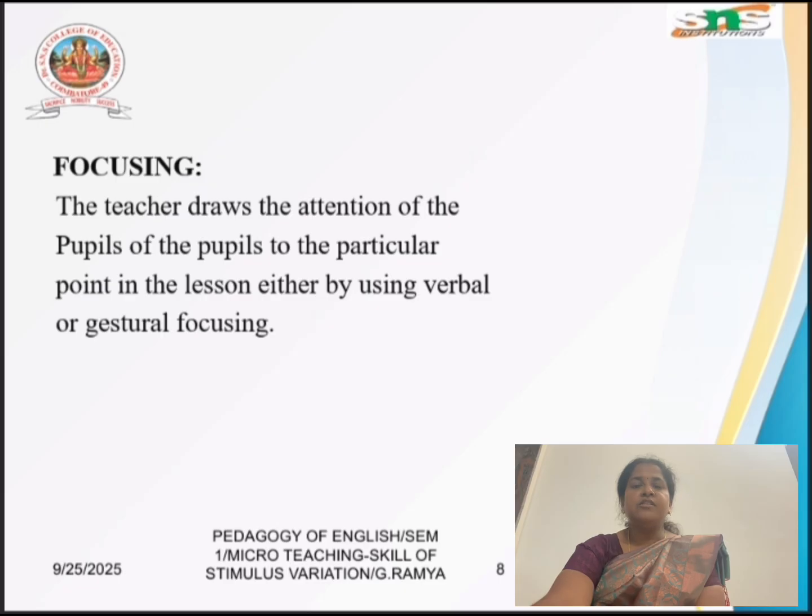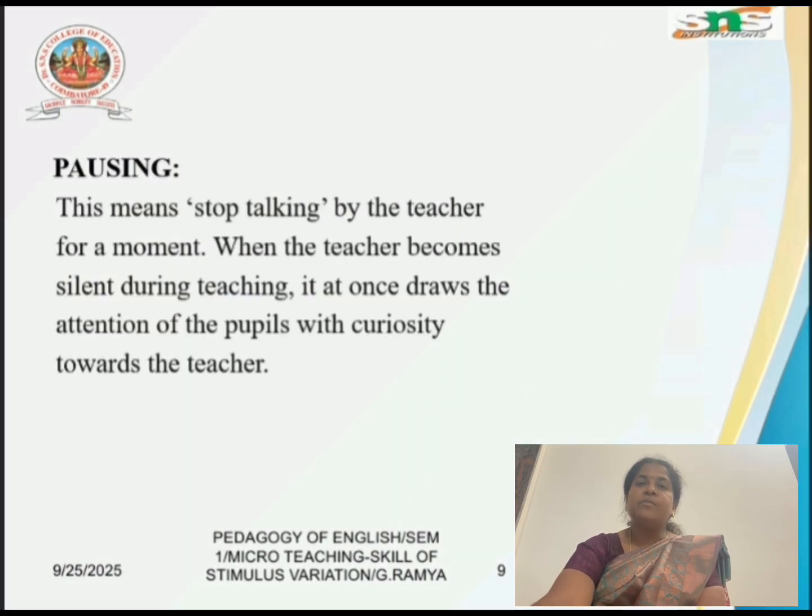Next comes the focusing and pausing. Here are some definitions of focusing and pausing. Focusing is about directing students' attention to a specific point in the lesson, either verbally, like saying this is important, or through gestures like pointing to a diagram. Pausing, on the other hand, involves brief silence during teaching to create curiosity. For instance, pausing before revealing a key fact makes students eager to hear more. Both techniques highlight attention and emphasize critical content.